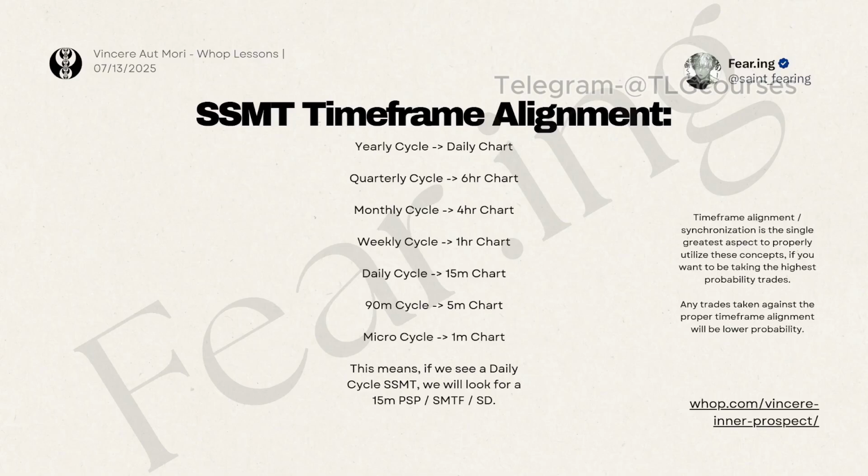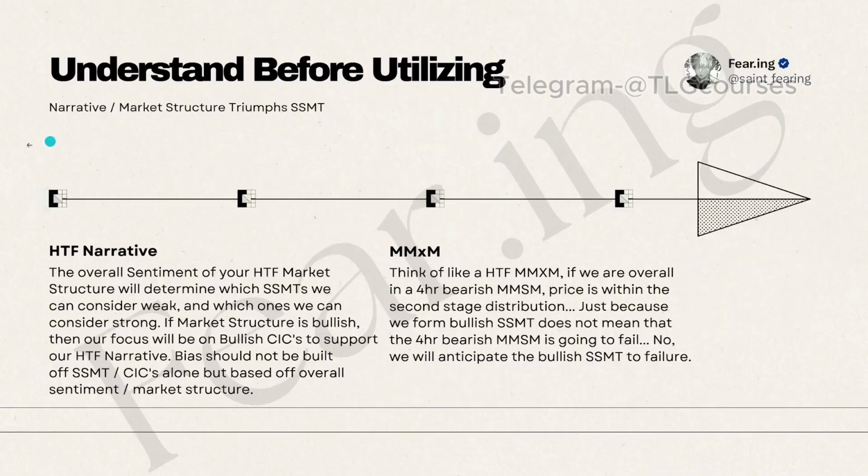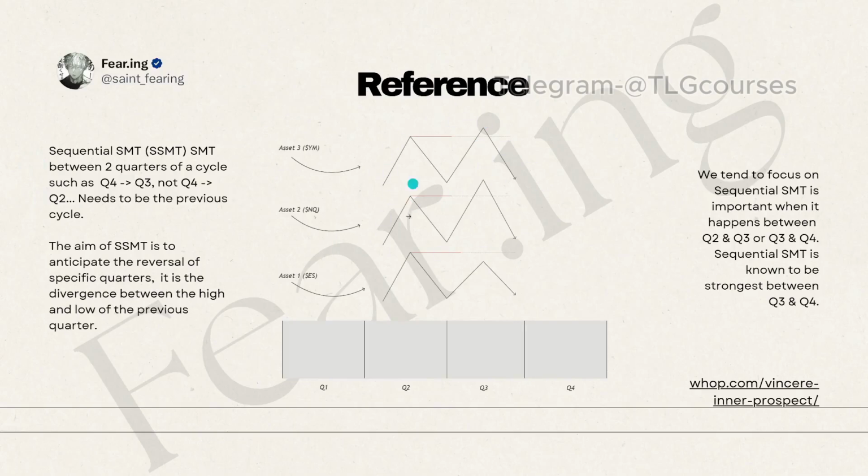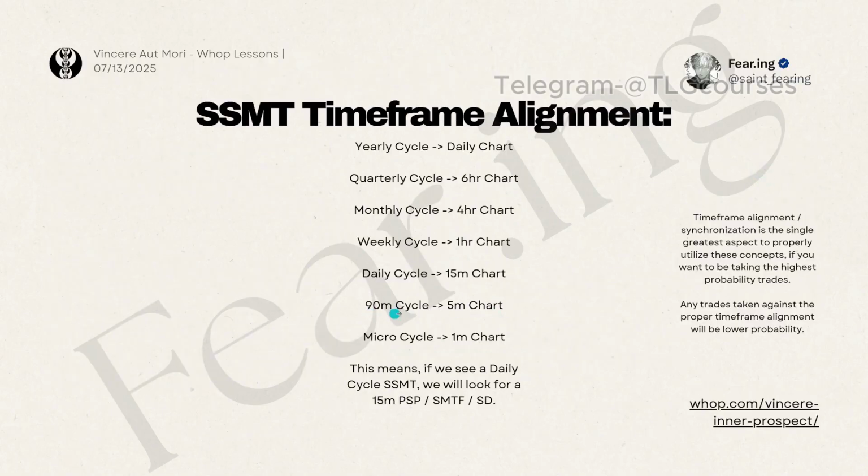The reason we use time frame alignment is because the PD arrays that form after a certain given sequential SMT are going to be the ones that hold strongest, and we are looking to trade based off of them. So let's just go back here, and if this was 90-minute sequential SMT, we would be identifying this on the 5-minute time frame, as we would see right here.